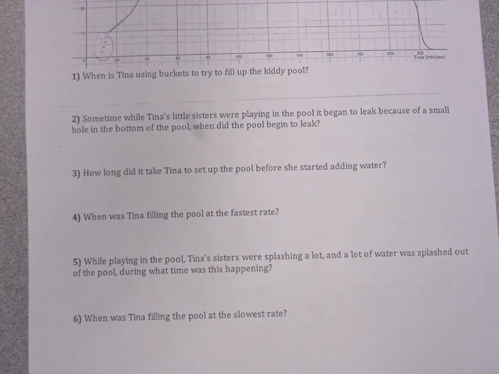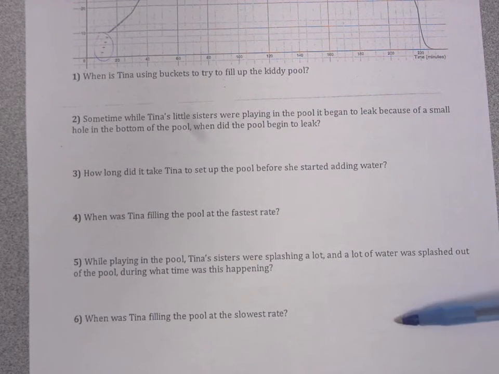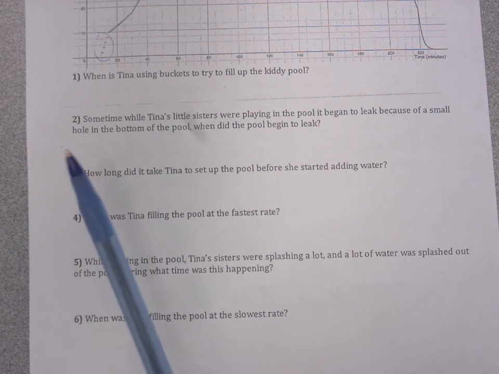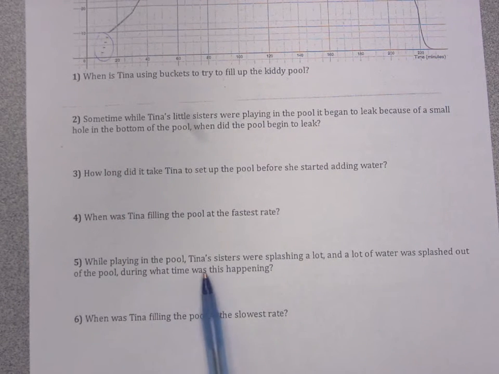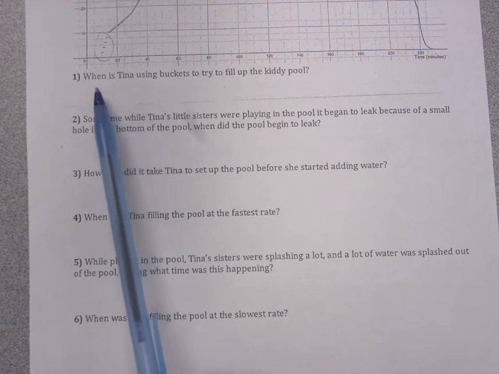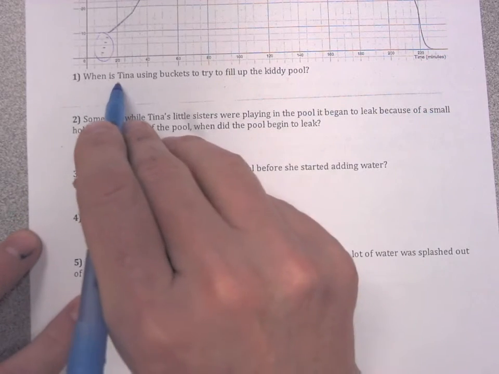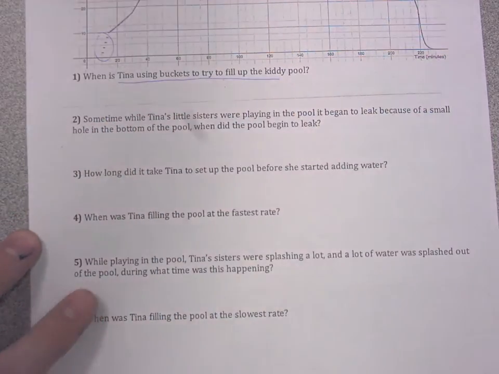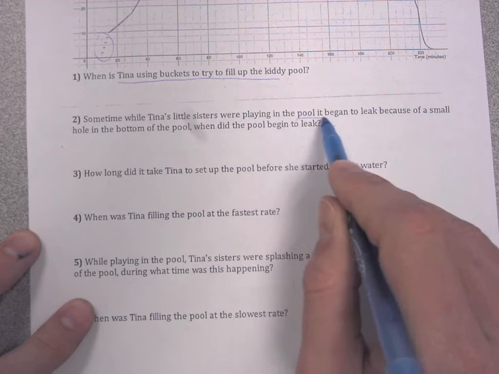Now, you still got to think about it a little bit. What I would probably do is read through these questions before you answer them, because there's some information like this one. Sometime while Tina's little sisters were playing in the pool, it began to leak. But it also tells us that Tina's sisters were splashing and splashed out some water. And it also talks about Tina using buckets to fill up the pool. So before you go in and answer all these questions, you might want to get some of the story. So there's part of the story where Tina's using buckets to fill up the kiddie pool. There's some time where there's a leak. So the pool began to leak.